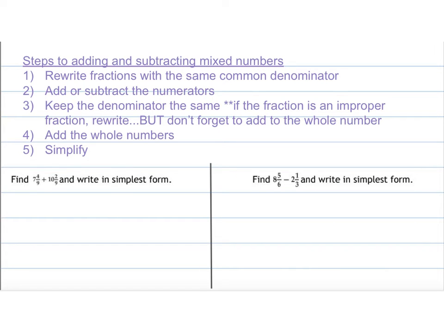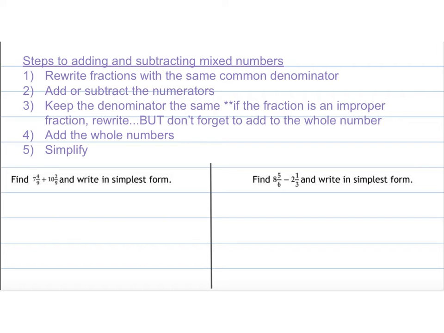Okay, so now we are going to be looking at adding and subtracting mixed numbers. It's very similar to fractions, but now we have a whole number involved. So step 1, rewrite fractions with the same common denominator. Number 2, add or subtract the numerators on those fractions. Step 3, keep the denominator the same.